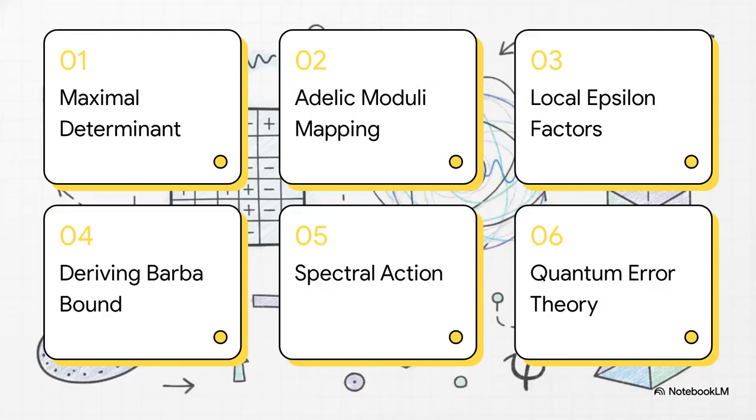To get to the bottom of this and solve it properly, our derivation journey is going to cover 6 key steps. 1. The maximal determinant problem. 2. The Adelic moduli mapping. 3. Evaluating local epsilon factors. 4. Deriving the Barbaro bound. 5. The spectral action principle. And finally 6. Quantum error correction theory.